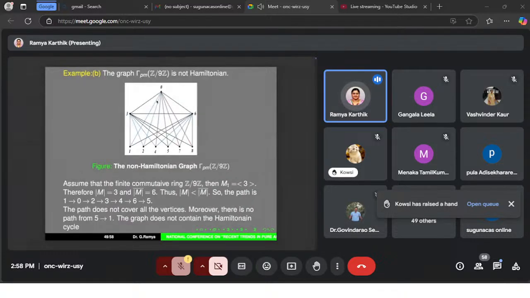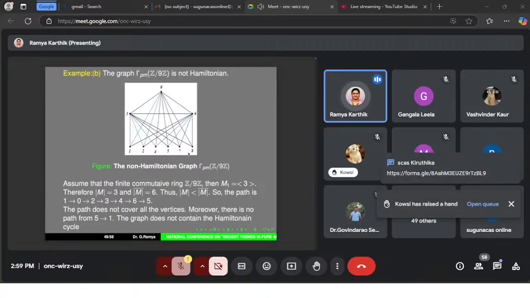And see this example, if n is odd, it is not a Hamiltonian cycle. Okay, I popped up here the blue color line. You have to start with 1, 1 to 0, 0 to 2, 2 to 3, 3 to 4, 4 to 6, and 6 to 5. But 7 and 8 are not covered.